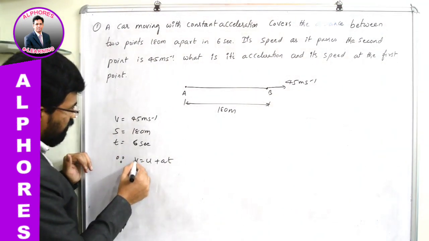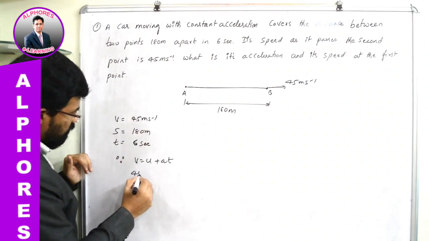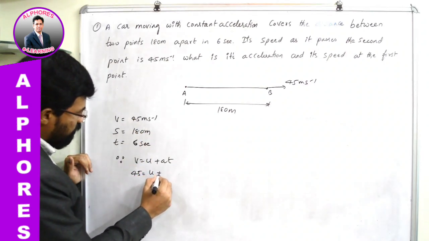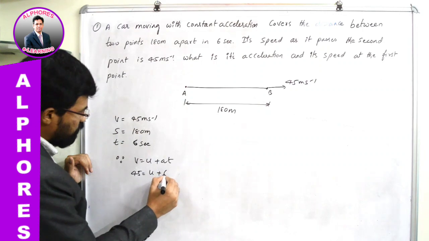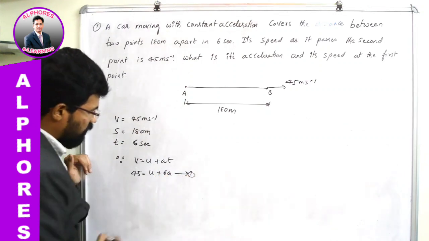So this final velocity is how much? 45 meter per second. u, it's unknown, initial velocity. a is unknown. t is given as 6. So 45 = u + 6a. Let us take it as equation number 1.